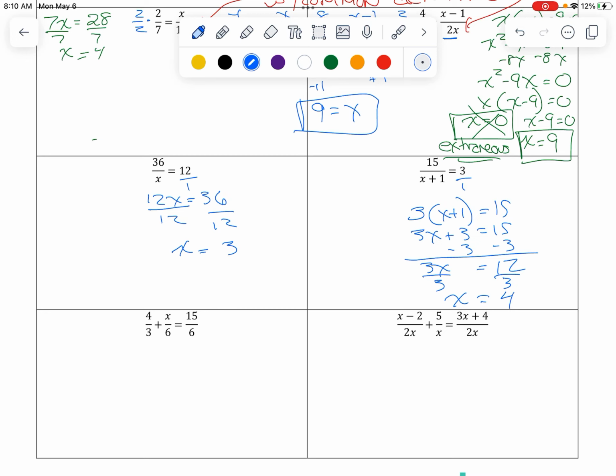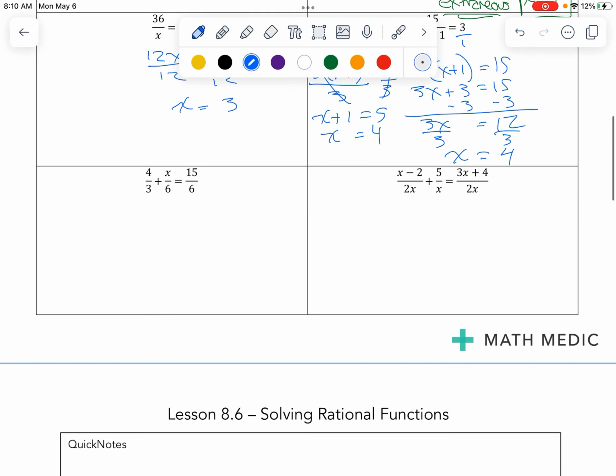Now, some of you might have noticed that before I distributed here, if I had divided both sides by 3, I could have saved myself some work and not done the distribution. So I would have just ended up with x plus 1 equals 5, or x equals 4. So that could have been a little bit easier way to do that. Okay? And then these last ones, these are your challenge problems.